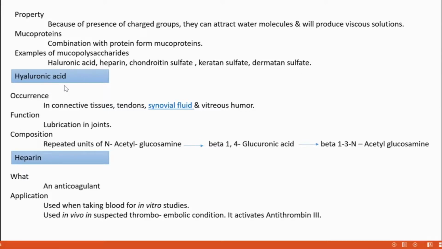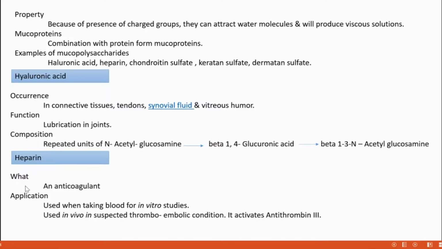We are going to see hyaluronic acid. Where is it found? It is found in connective tissues, tendons, and synovial fluid in joints. Then vitreous humor, the fluid present in eyes, and aqueous humor. Its function is lubrication of joints. What's the composition? It is repeated units of N-acetylglucosamine, beta-1,4-glucuronic acid, and beta-1,3-N-acetylglucosamine. These units repeat again and again to form hyaluronic acid.